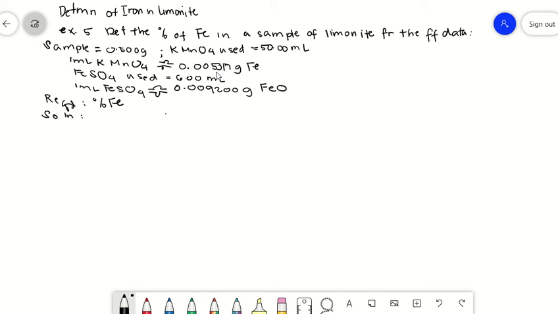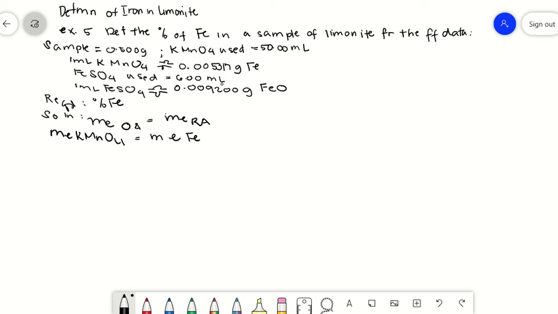To determine the weight of iron in this analysis, we have to know the normality of potassium permanganate, because we are only given the volume of potassium permanganate. How can we determine the normality of potassium permanganate? We have another analysis, a previous analysis, in which the mole equivalence of the oxidizing agent is equal to the mole equivalence of the reducing agent. So the mole equivalence of KMnO4 is equal to the mole equivalence of iron.